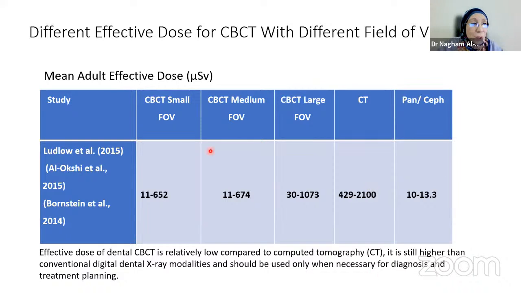So here you can see in this table, it shows some range of mean adult effective dose in microsievert. We can see that CBCT, that is small field of view, can go up to 600 microsievert. Medium range CBCT or medium range field of view can give 674 microsievert. A large field of view of CBCT can expose the patient to over 1,000 microsievert.